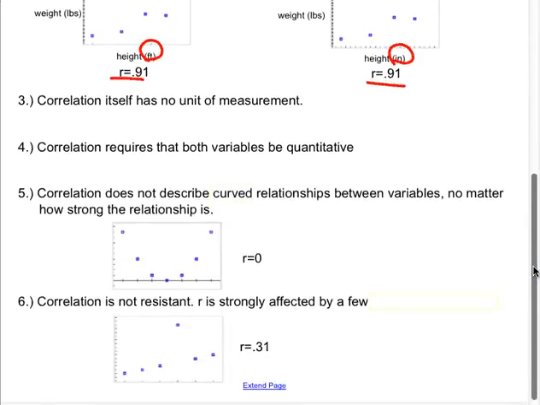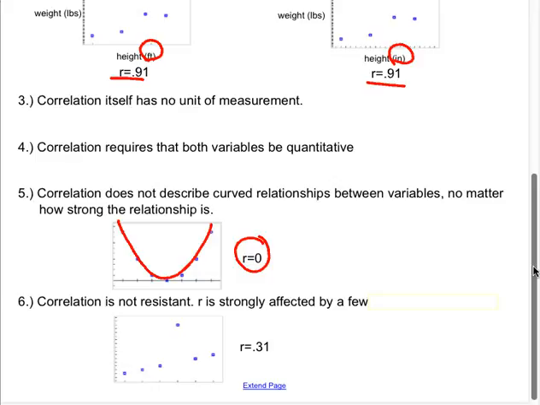All right, so correlation does not describe curved relationships, no matter how strong it may be. So here you are seeing a perfect parabola. But notice that R is 0, okay? R is 0 because R can only measure linear things, okay? Can only measure linear relationships.